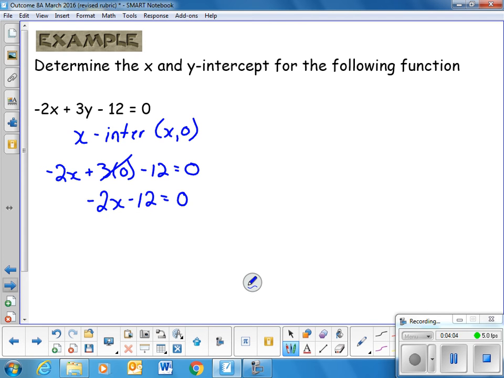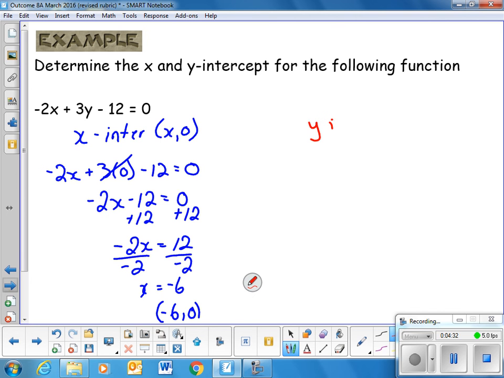To solve this linear equation, we need to get the numbers on one side, variables on the other. So we can add 12 to both sides to move it over, leaving us with negative 2x equals 12. Divide both sides by negative 2. Gives us an x value of negative 6. So our x-intercept then is negative 6 and 0.